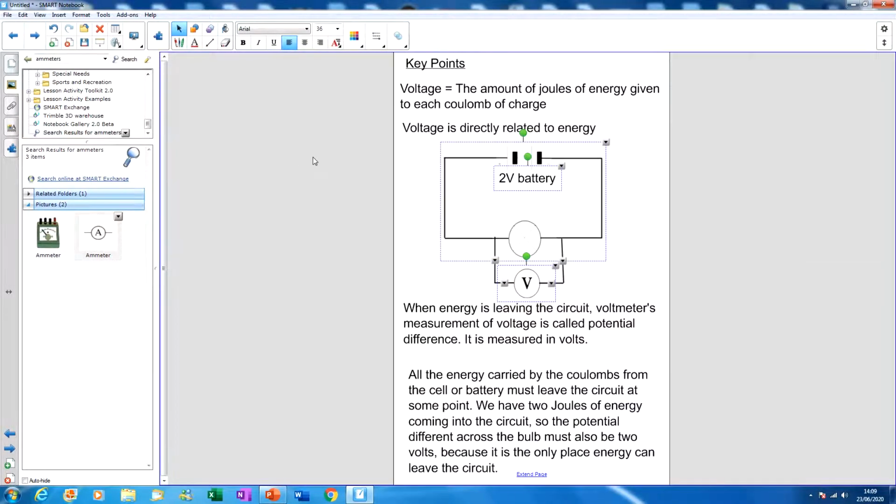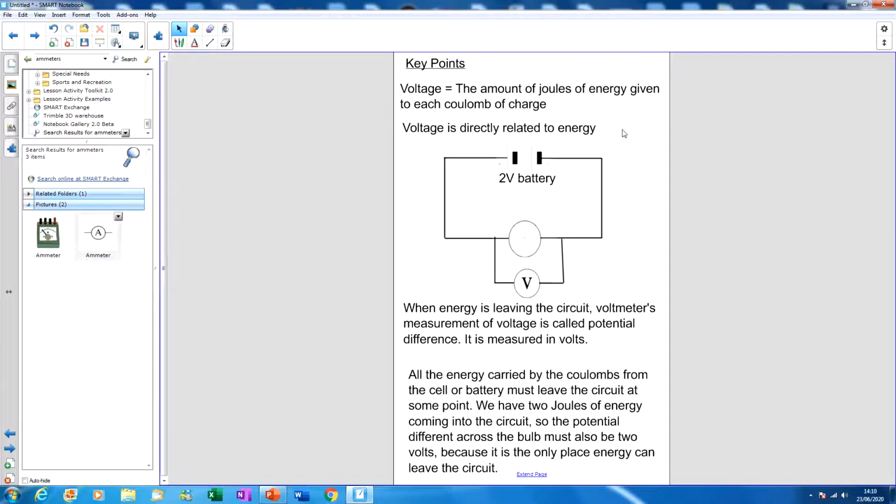So, key points to pause and note down. Voltage is the amount of joules of energy given to each coulomb of charge, and that voltage is directly related to energy. So we can measure voltages.